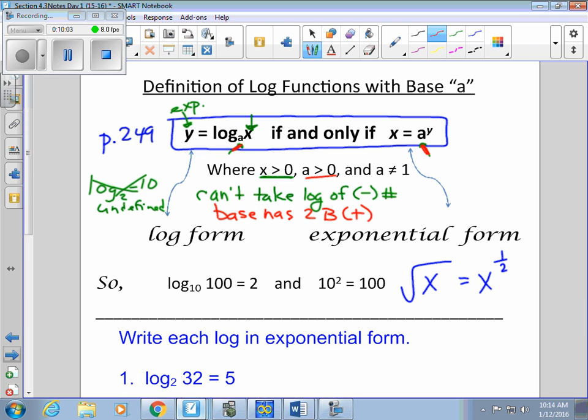Okay, and it's limited. Our base cannot equal 1. If you think about it, if we had a base of 1 in our log and we rewrote it as an exponent, 1 to any power is always going to be 1. So it's a special case. That's why our base can't be 1.